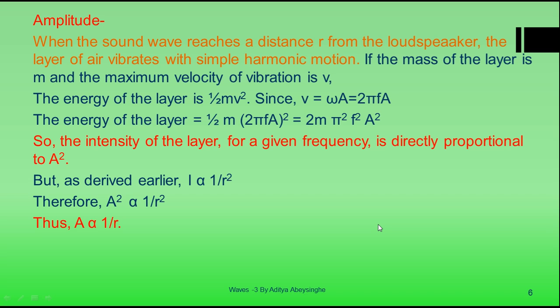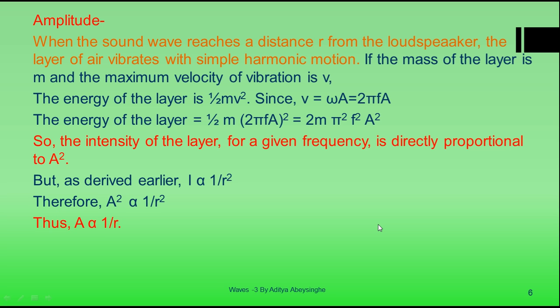So you know that if an object is in simple harmonic motion or even circular motion, the velocity is equal to omega times a, right? So v is equal to omega times a. So the energy of the layer is half m times (2 pi f a) squared, and you can simplify that so that the energy of the layer is finally 2 times m times pi squared times f squared times a squared. So what's important here is that the intensity of the layer for a given frequency is directly proportional to a squared.